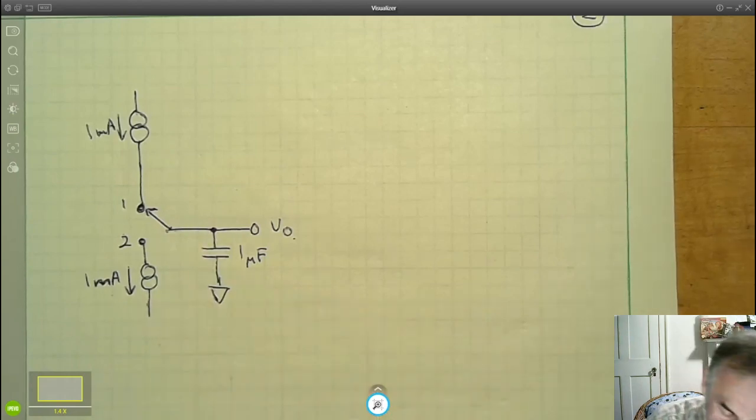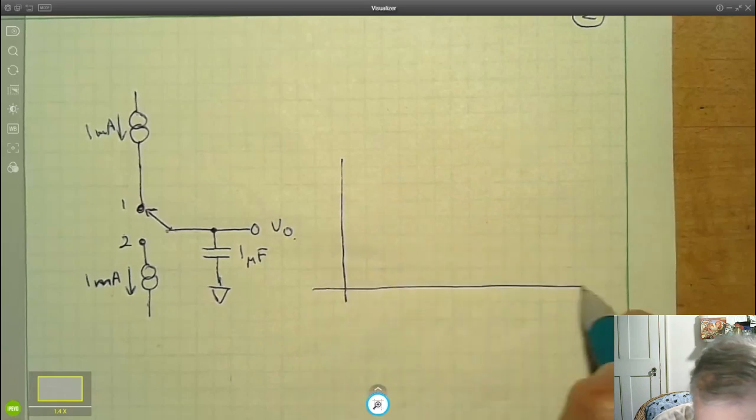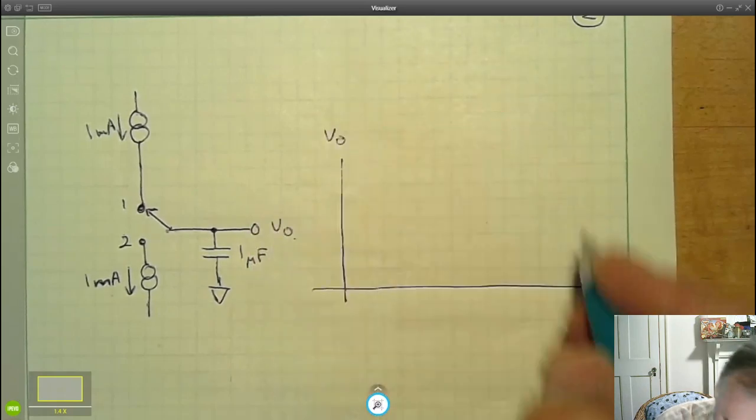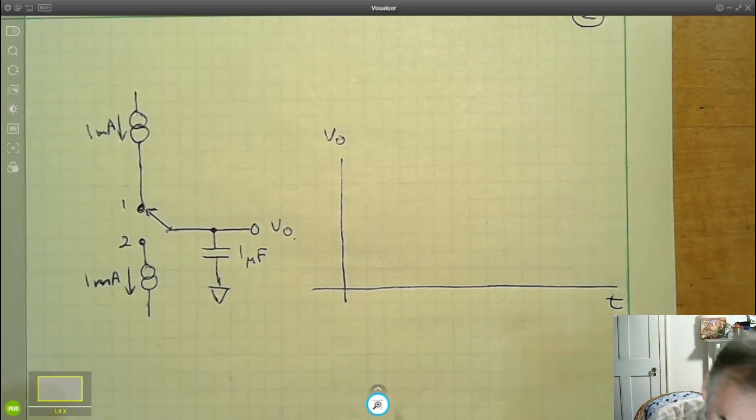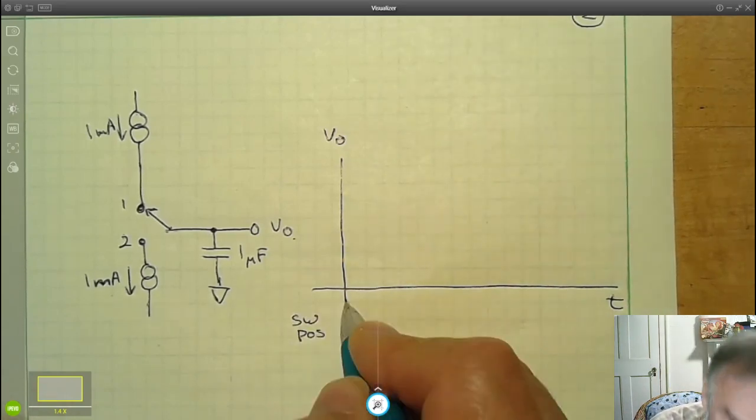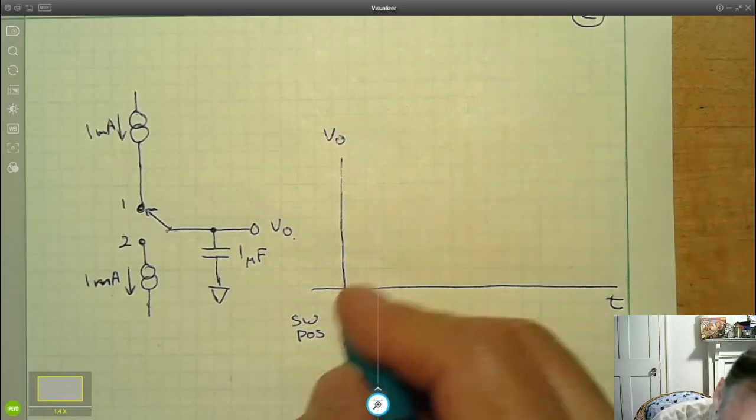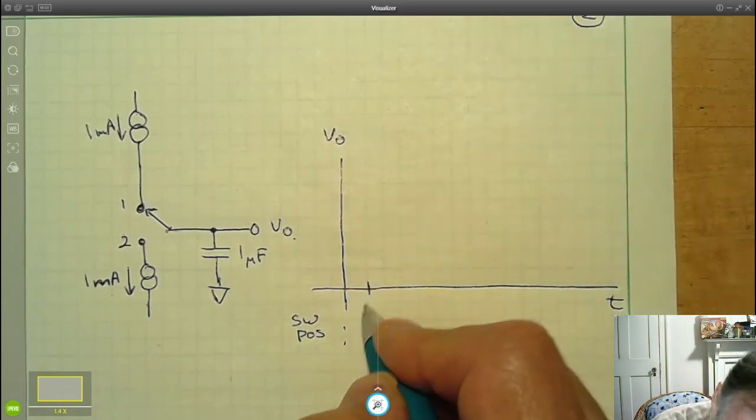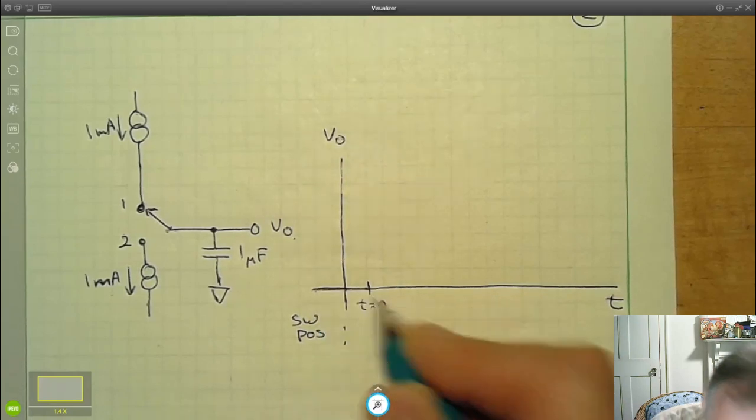And what I want to do is graph V out over time. And the other thing I'm going to graph down here is the switch position. And let's assume that at time t equals 0, the capacitor voltage is 0.